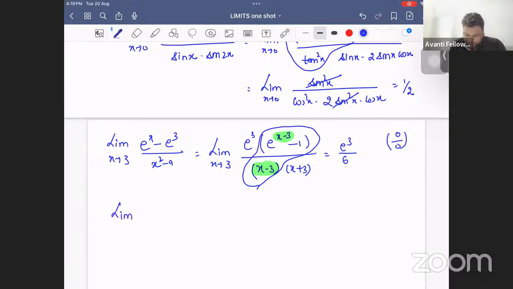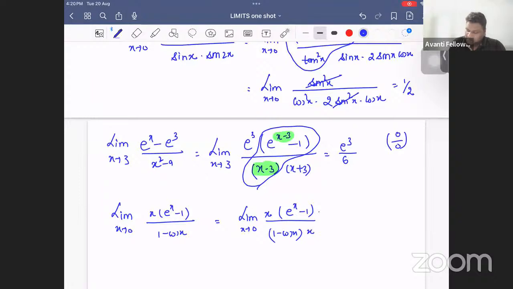Next, another question. Limit x approaches 0, x e to the power x minus 1 upon 1 minus cos x. So this will be limit x approaches 0, x into e to the power x minus 1 upon 1 minus cos x, multiplied by x and divided by x. Now this e to the power x minus 1 upon x is 1. So what you are left with, limit x approaches 0, is x square upon 1 minus cos x.